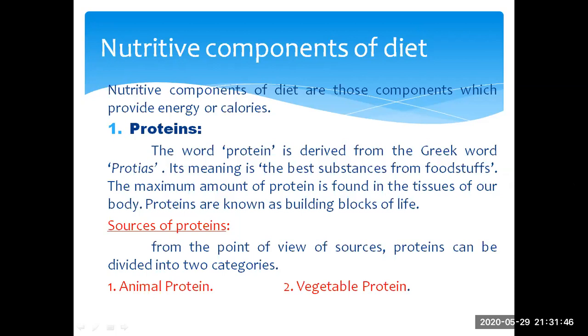So there are two sources of proteins: animal protein and vegetable protein. Animal protein means the protein which we get from animal products. Another one is the vegetable protein. The protein which we get from vegetables is called the vegetable protein. Vegetable protein is usually found in various types of pulses and beans, soybean, mustard, green peas, etc.